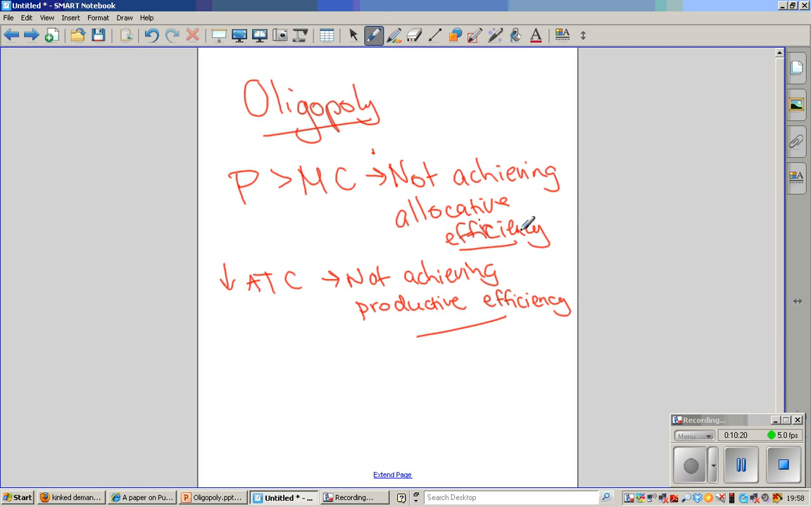All right, so we're not achieving either efficiency. And as you can imagine, in oligopoly, generally they're not producing at the lowest point of the average cost curve. So they're not going to be achieving productive efficiency, and price as we saw was clearly greater than the marginal cost point where the profit maximizing output lies. So they're not achieving allocative efficiency.